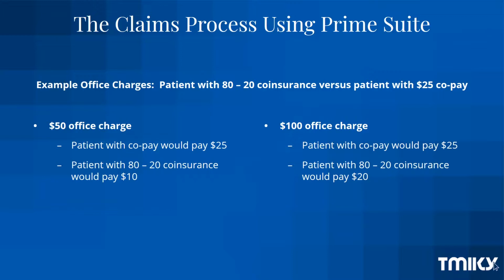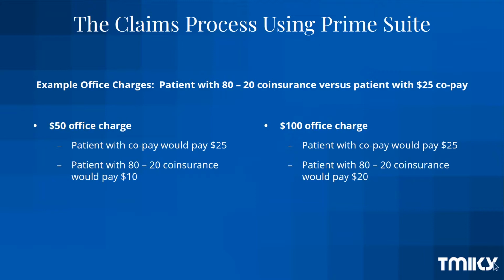Now let's take a look at an example of office charges for a patient with 80-20 coinsurance compared to a patient with a $25 copay. For a $50 office charge, the patient with a copay would pay $25 and a person with 80-20 coinsurance would pay $10. For a $100 office charge, a patient with a copay would pay $25 again, while the patient with 80-20 coinsurance will pay $20. Now let's look at more expensive office visits.